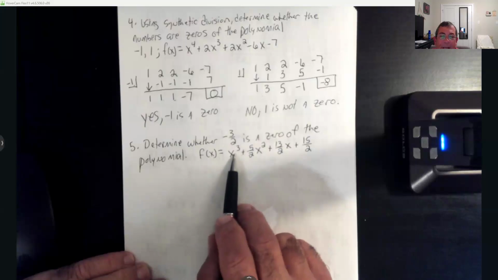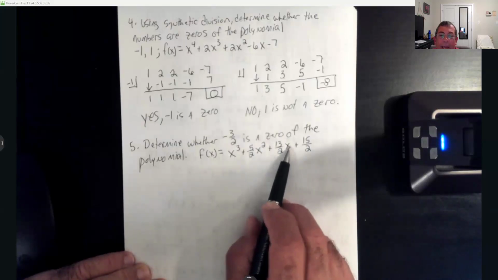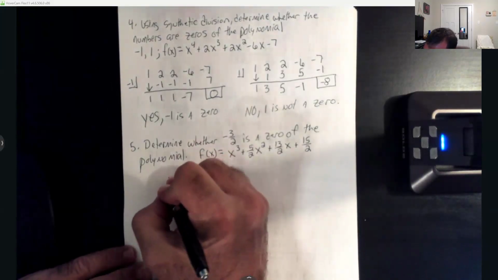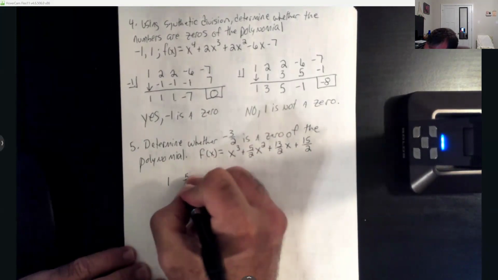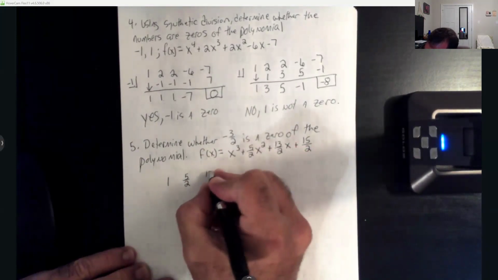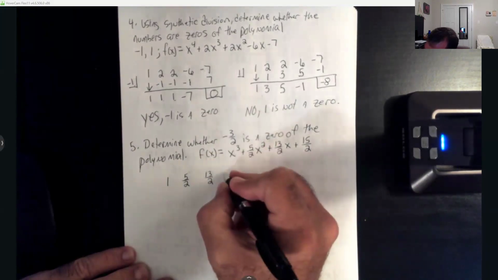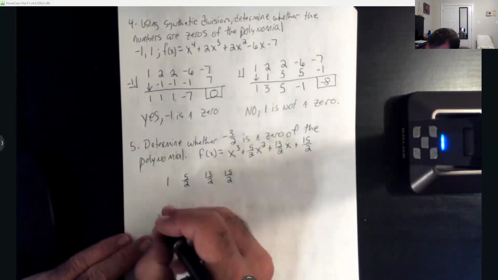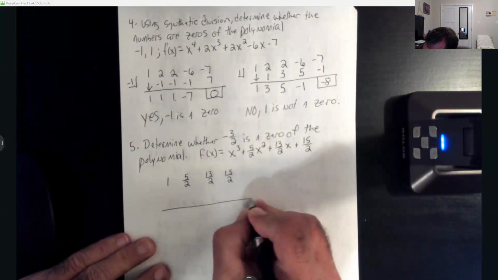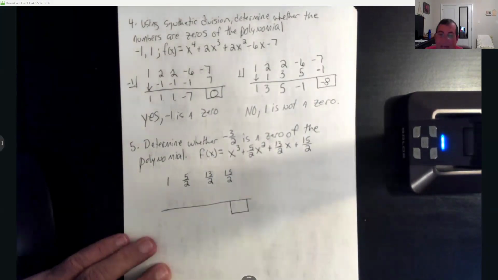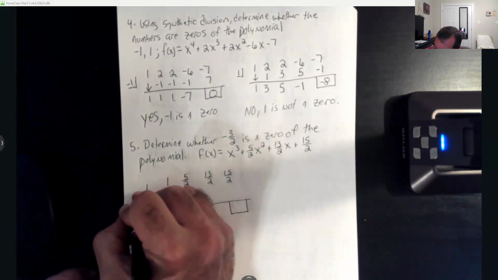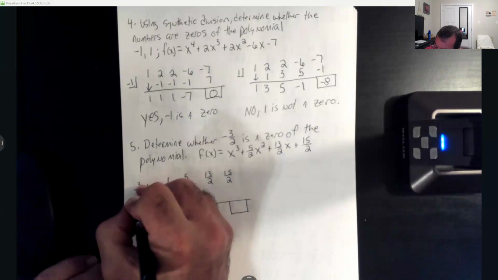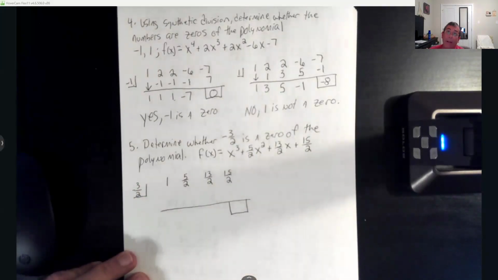Let's see if anything's missing. X cubed, x squared, x, and our number. So nothing's missing. So let's write out these numbers. We got a 1, 5/2, 13/2, and 15/2. Now I'm going to leave a little bit extra room because these are fractions. So I'm going to bring my line down to here and box off my last section. And y'all look at my C. My C is a fraction. It is a negative 3/2.